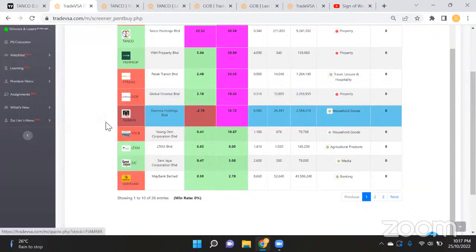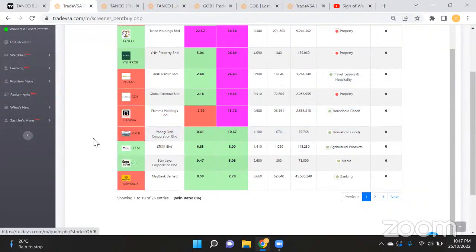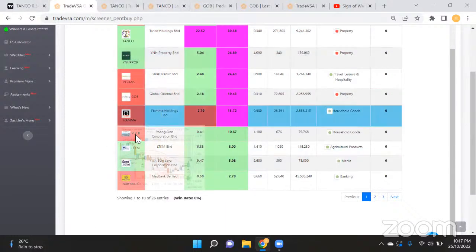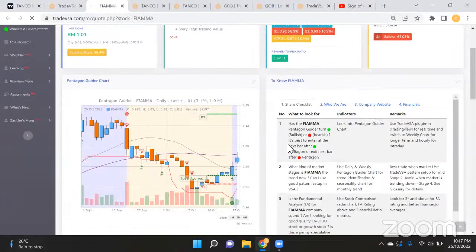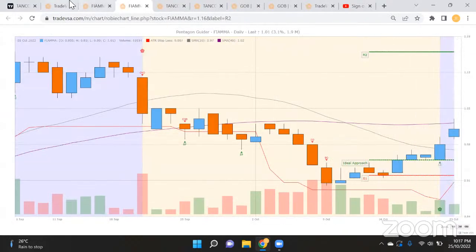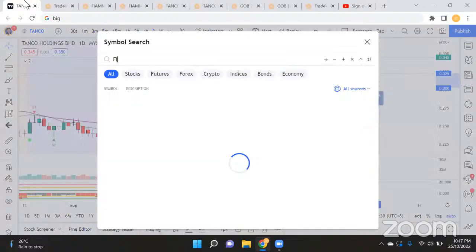Fiamma, all right, interesting. Fiamma looks like a bit of a downtrend here. Okay, let's look into Fiamma. Last one before we close. Okay, I'll look into OMH. Let's see. Okay, continue to move higher after the green pentagons today. Looks nice. So let's look into Fiamma.